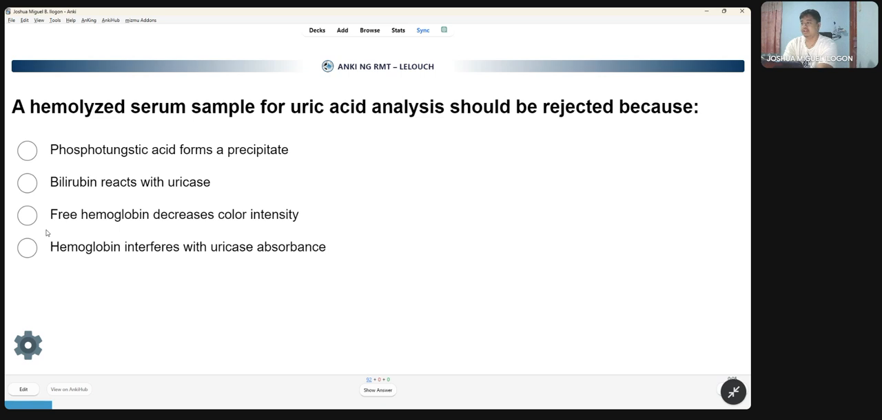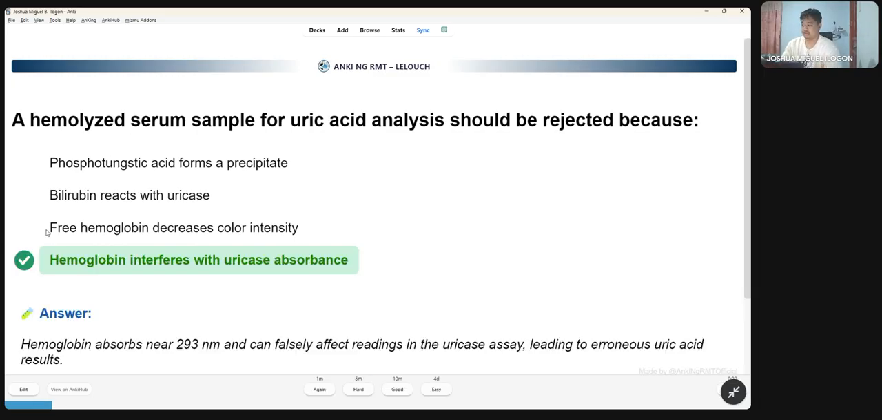A hemolyzed serum sample for uric acid analysis should be rejected because, why? Is it because of uricase absorbance? I gotta read uric acid. I haven't read this one. Okay, it's your purines. Of course, the purines is the key.